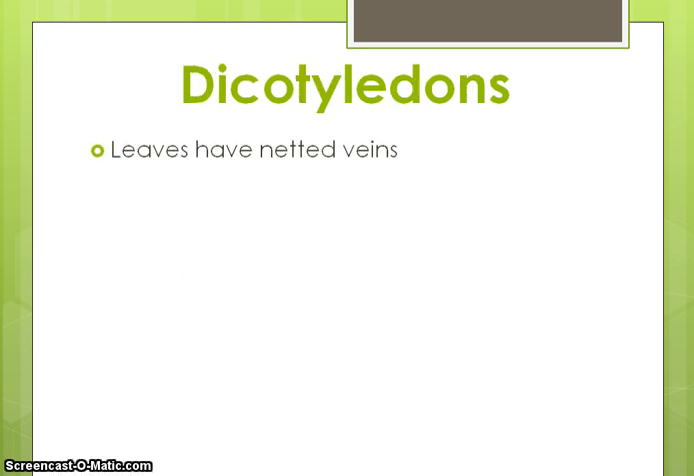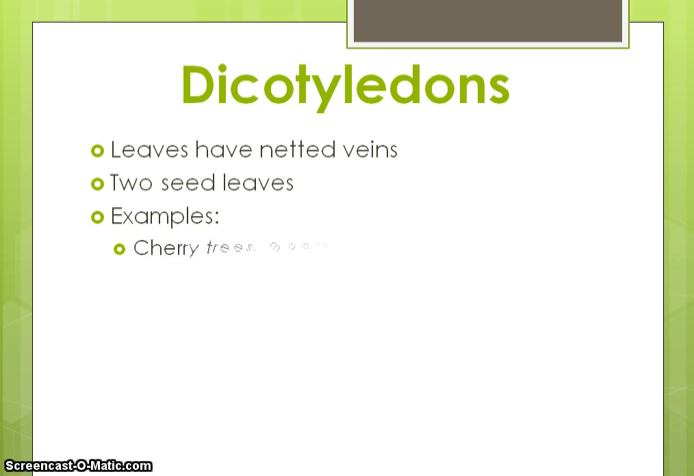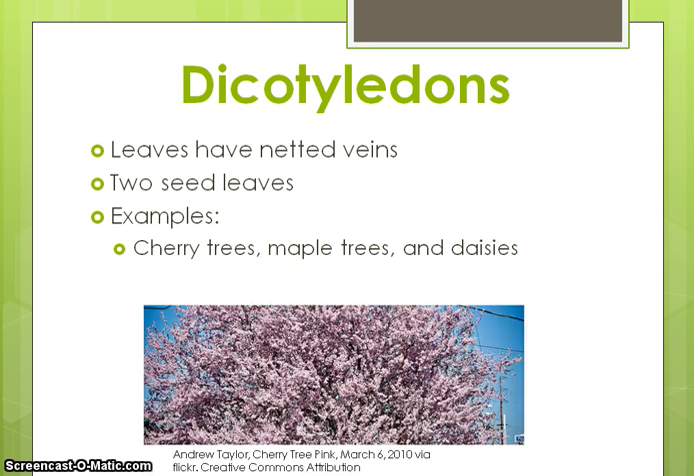Dicots have netted veins in their leaves and 2 seeds per leaf. Having netted veins in their leaves may be hard to imagine, so picture a fishing or butterfly net. All those mesh wires crossing over each other would be what it would look like. An example shown here is a cherry tree, which are flowering trees that bear fruit. Cherry trees are very common here in Michigan, so I'm sure you've all seen one.